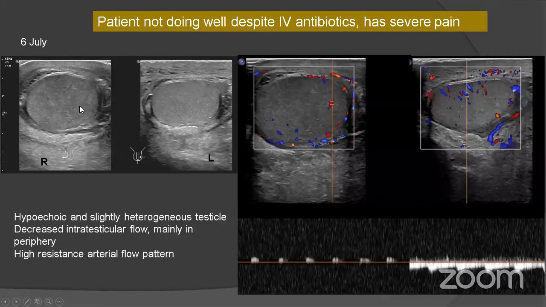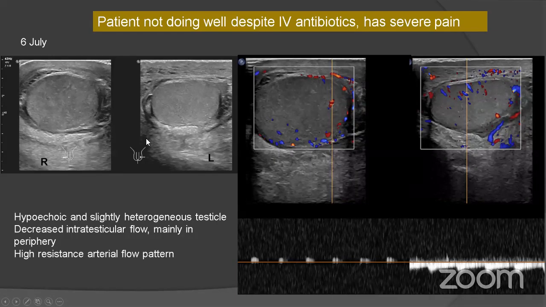Two days later, a repeat ultrasound is done because the patient is complaining of severe pain and is very tender. And what you can see now is diminished flow within the testicle, only seen in the periphery. It's very high resistance flow compared to the left testicle, which is a normal low resistance waveform. And it is slightly hypoechoic. Of course, the scrotal wall edema is there bilaterally.